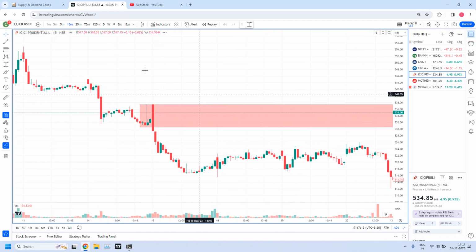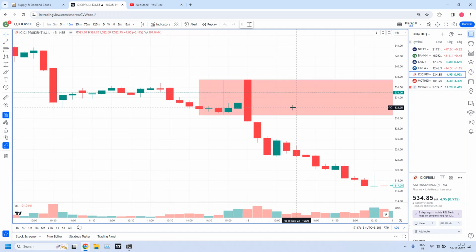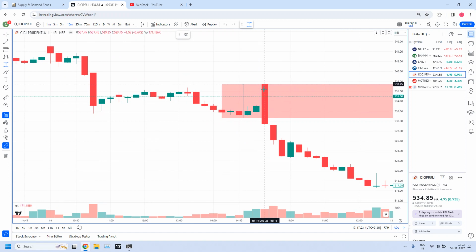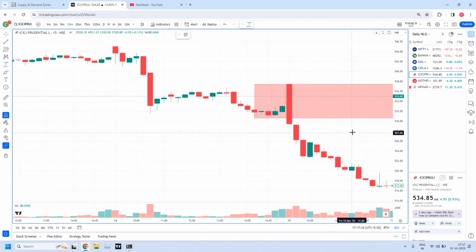See the structure of the 15-minute zone. We have to draw a zone like this from here to here, but look into the base candles. Even if you want to draw the zone, the risk is going to be high. But even before that, look, all these are base candles. 1, 2, 3, 4, 5, 6, 7. So that's why we can't plan a trade in this zone.